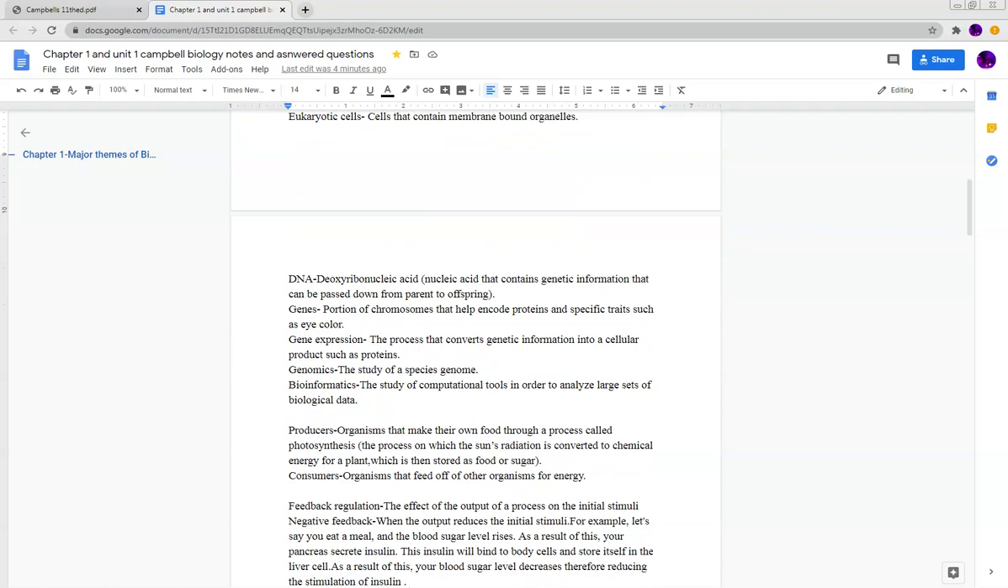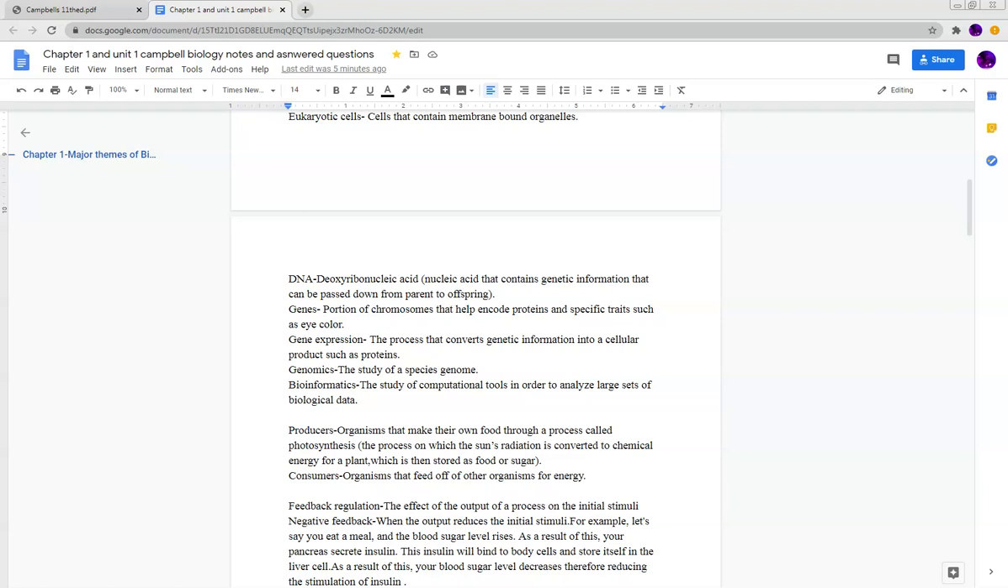So producers are organisms that make their own food. Yeah, okay. I thought I made a typo. So basically, organisms that make their own food through a process called photosynthesis. So photosynthesis is the process in which the sun's radiation or sunlight is converted to chemical energy for the plant, and then essentially the chemical energy is stored as food or sugar, thus giving energy to the plant.